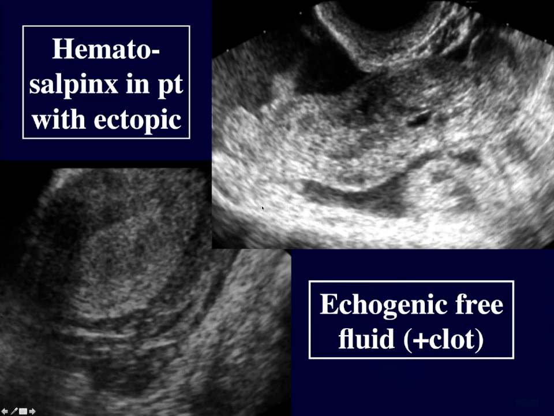This patient has bled quite a bit. In fact, this layering of the solid material behind the uterus is clot. The clot has filled the cul-de-sac here. So this is a ruptured ectopic pregnancy.